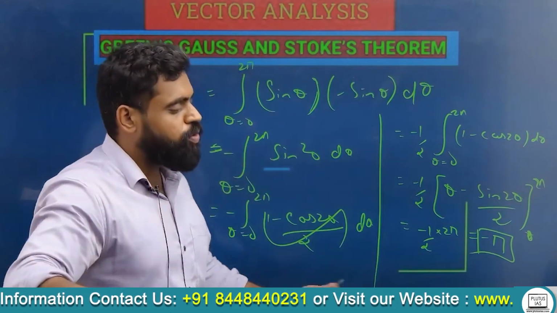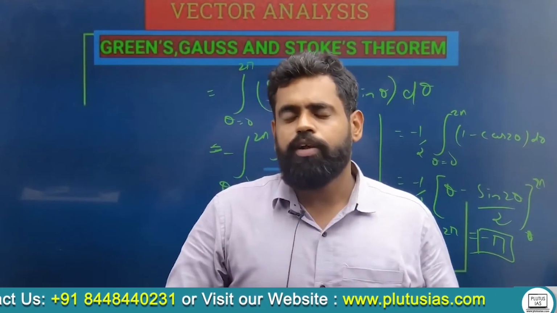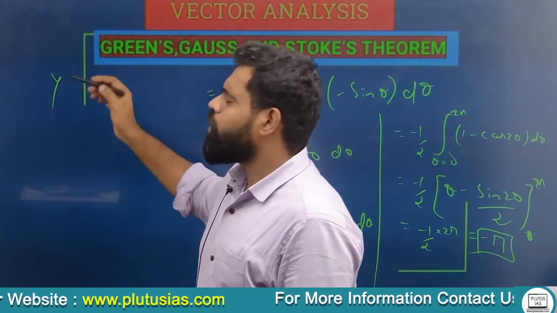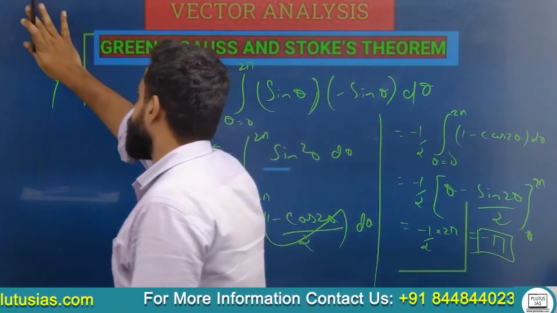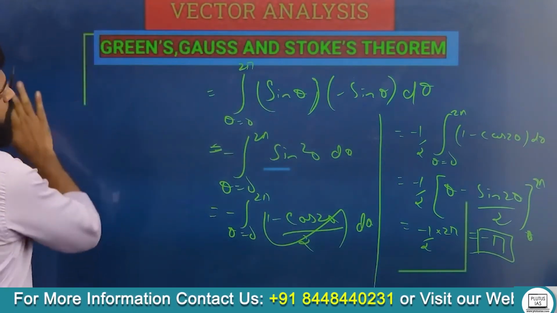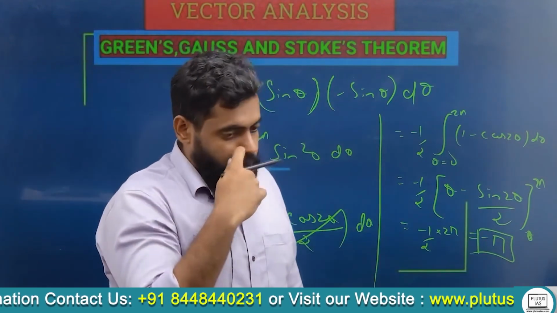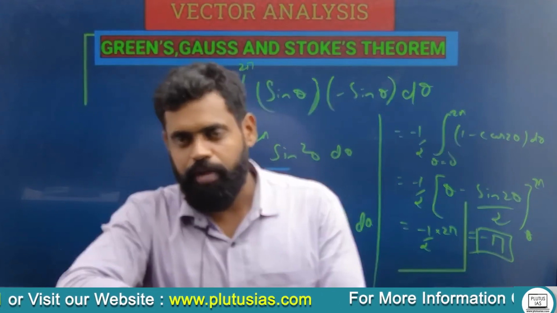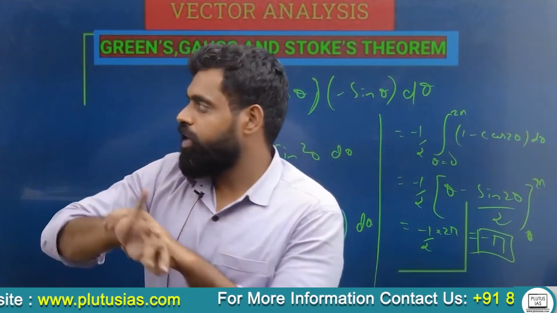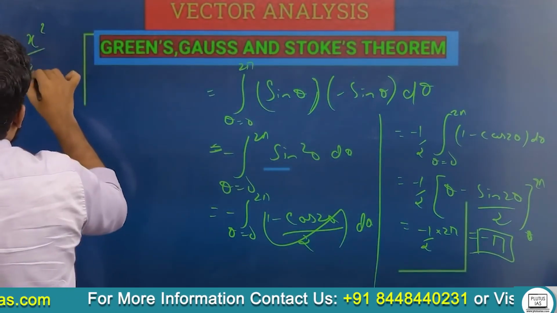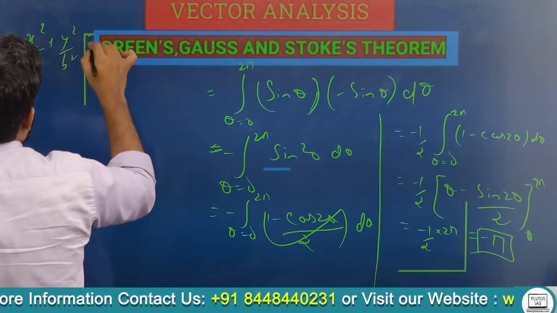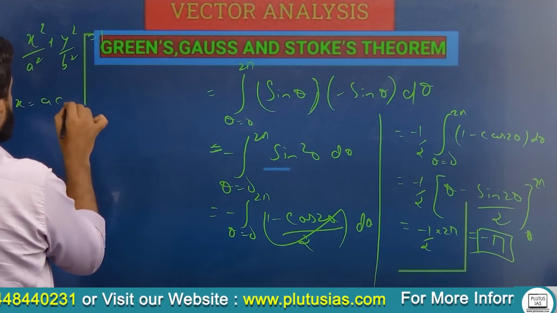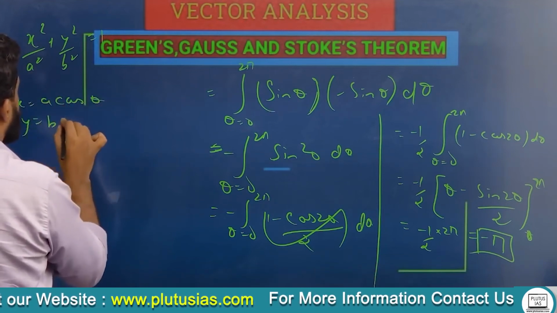So this is how you do a line integral. Always try to make those questions in parametric form. If a parabola is given, you can take any suitable parameter. If it is given regular famous curves like a circle or parabola, you know what parametric form to take. For standard curves like x square upon a square plus y square upon b square equal to 1, you could take x equal to a cos of angle theta and y equal to b sine of angle theta.